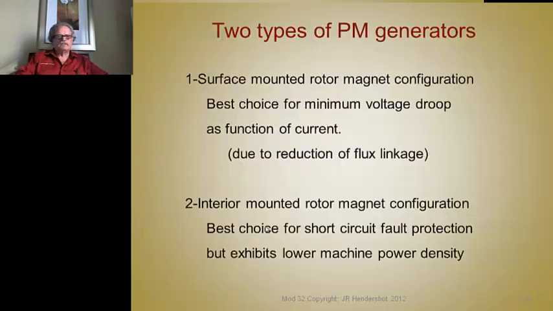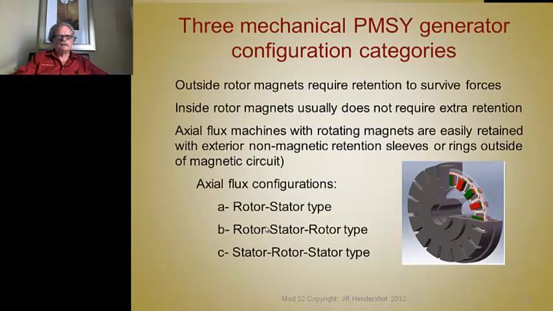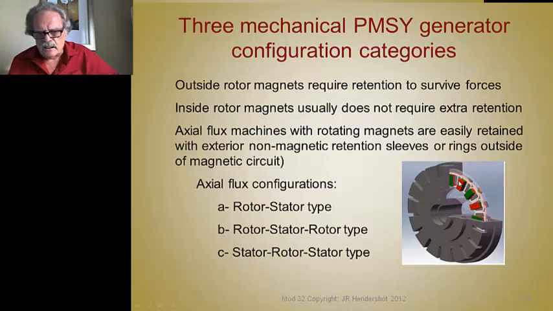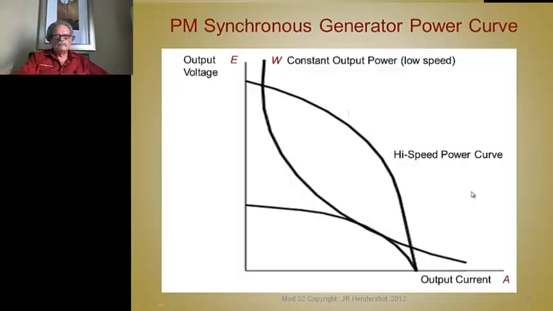Okay, so as we said, the two types are surface mounted and IPMs. But IPMs aren't used much for generators, except where fault tolerance is desirable. The axial flux machines are also worthwhile to consider: rotor-stator type, then rotor-stator-rotor, and stator-rotor-stator. This is a stator-rotor-stator. See the magnets on the rotor.